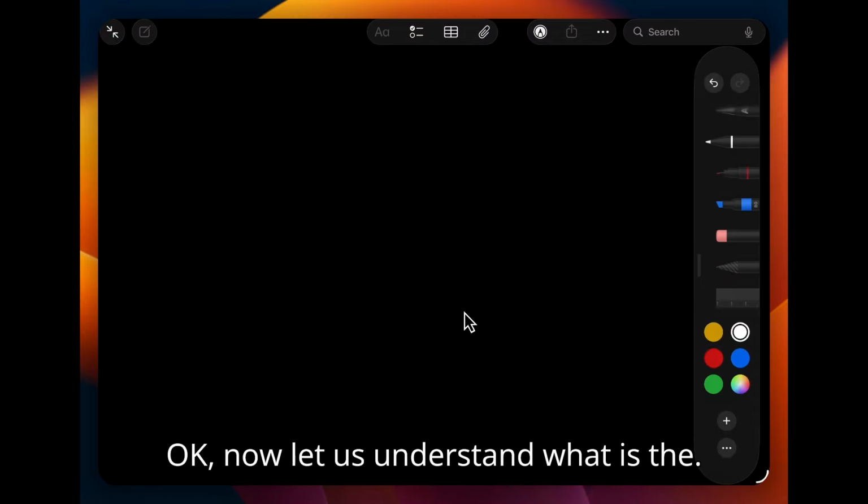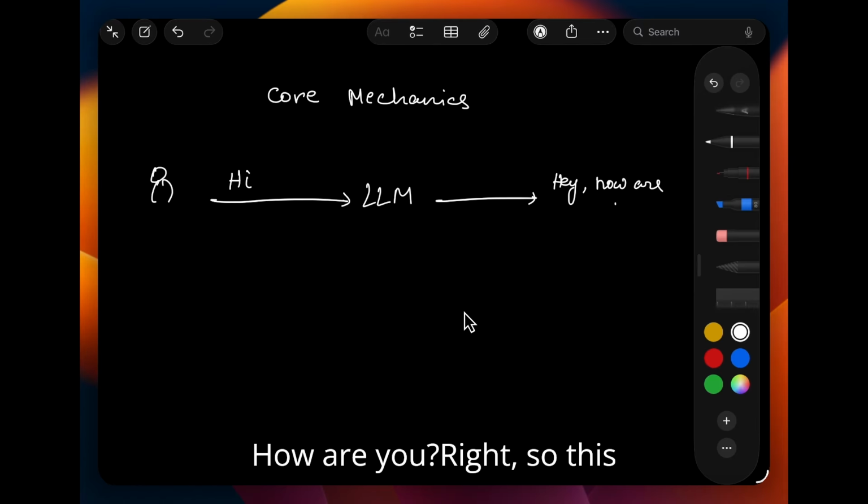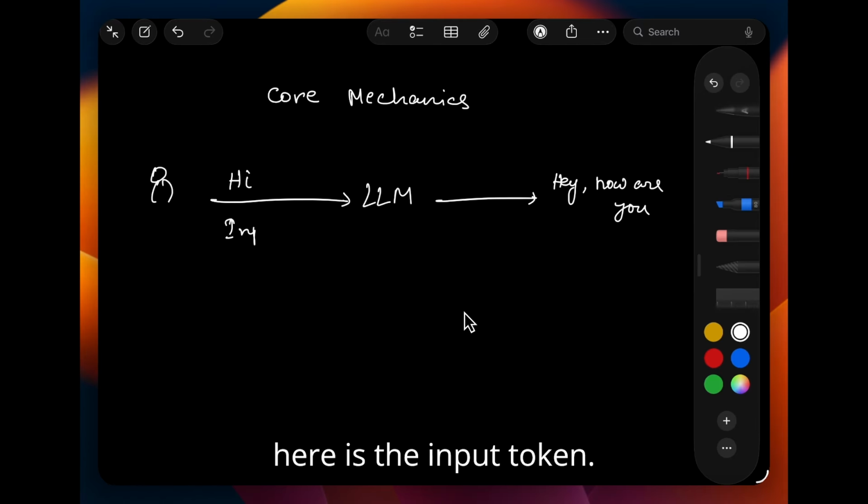Okay, now let us understand what are the core mechanics. So when a user goes to ChatGPT, or any LLM, and suppose asks hi, and it generates hey, how are you, right? So this here is the input token, and this here is the output token.